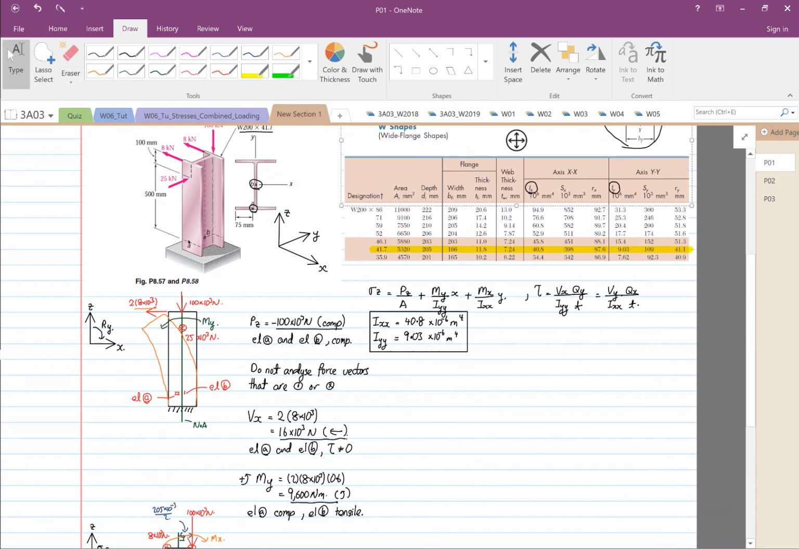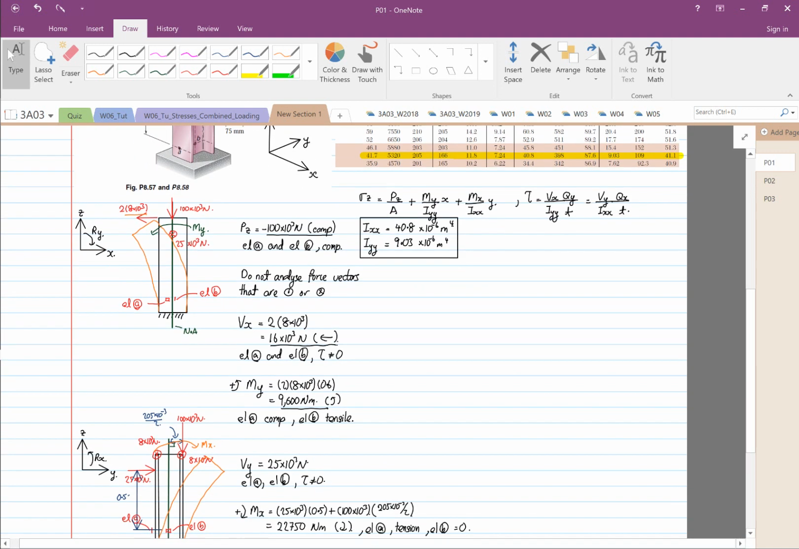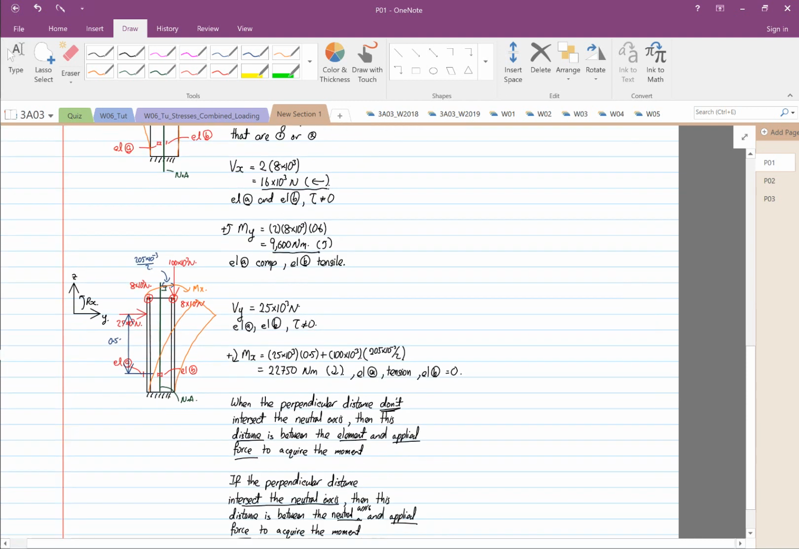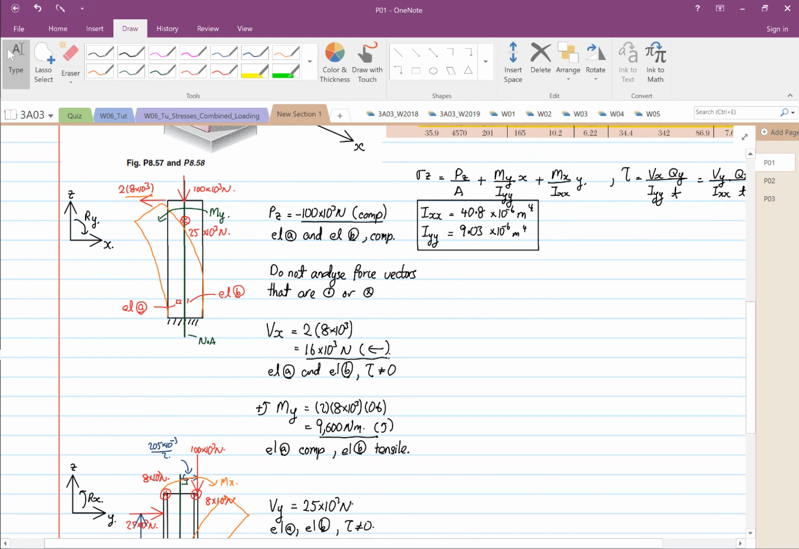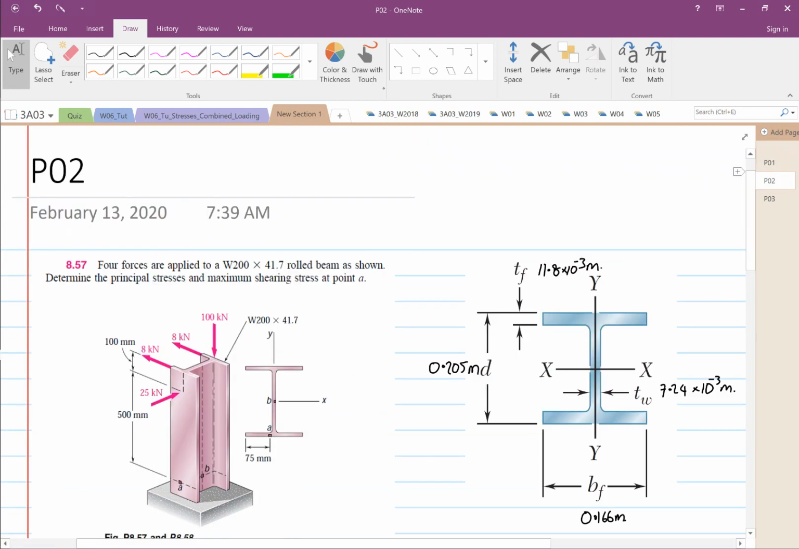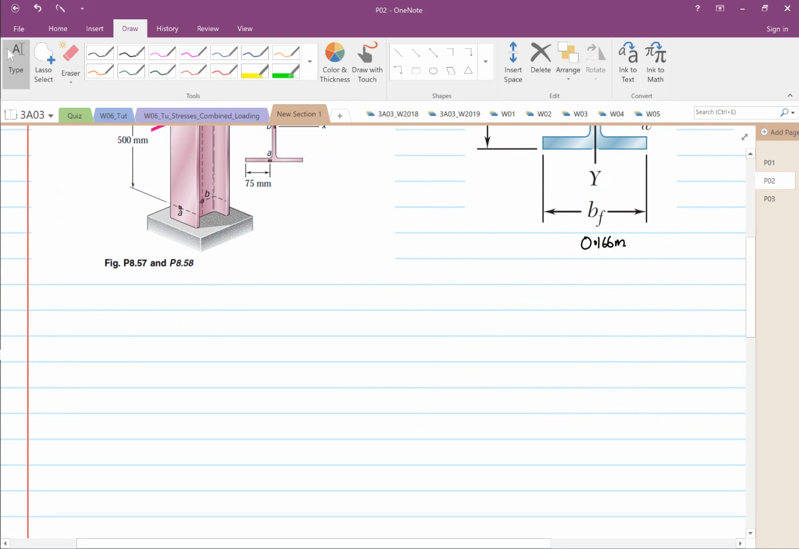Hello, in the previous video we broke down the forces, axial force, shearing force, and moments in the X, Y, and Z components. Now we're going to use all this data that we've calculated to calculate the combined stresses at element A and then element B. The objective is to calculate the maximum principal stress and shearing stress at elements A and B.